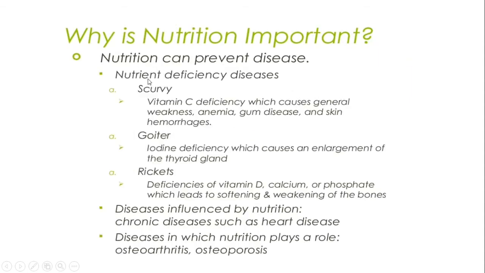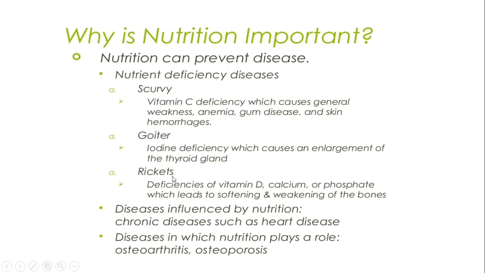Now, the nutrient deficiency diseases, right? The diseases because of nutrient deficiency, like in the deficiency of vitamin C, scurvy can occur. Scurvy causes general weakness, anemia, gum disease, and skin hemorrhages, right? If we are iodine deficient, then it causes an enlargement of the thyroid gland. This condition is known as goiter. So it is an iodine deficiency disease, right?